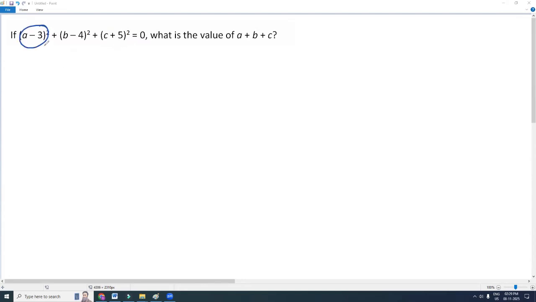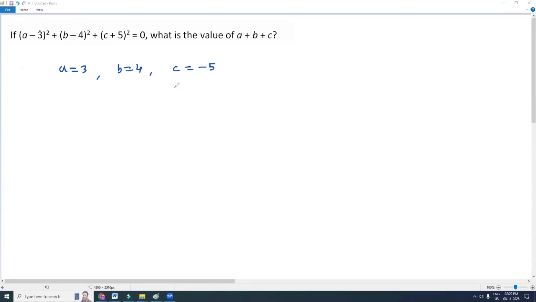Okay, if the first one is equal to 0, then what must be the value of a? Then a must be 3. Then only 3 − 3 will become 0, and 0 squared is 0. So we get a equals 3. If the second one is 0, what must be the value of b? Then b must be 4, so that 4 − 4 will become 0. Okay, then here, if this one is equal to 0, what must be the value of c? The value of c must be −5.